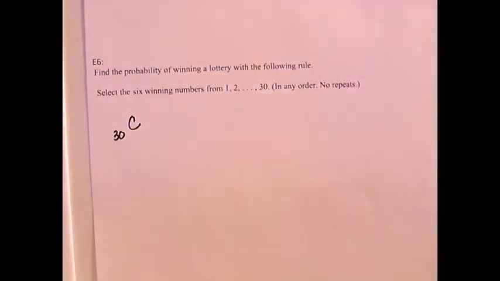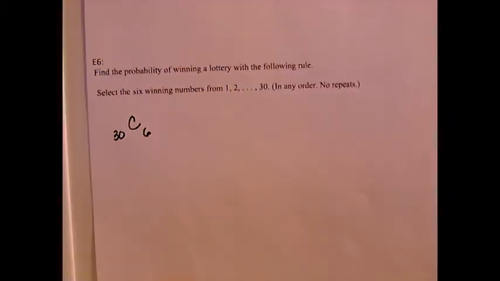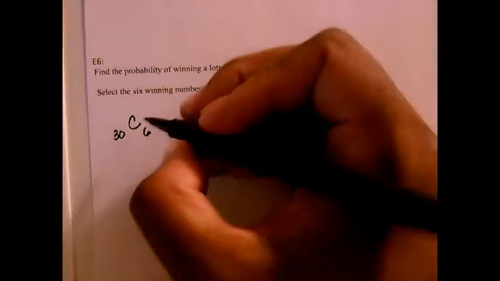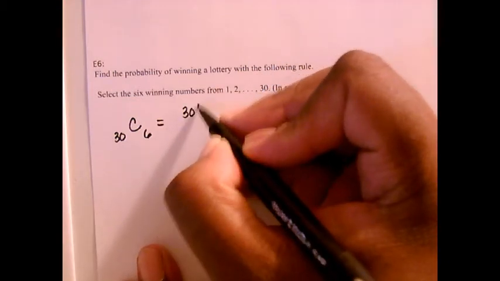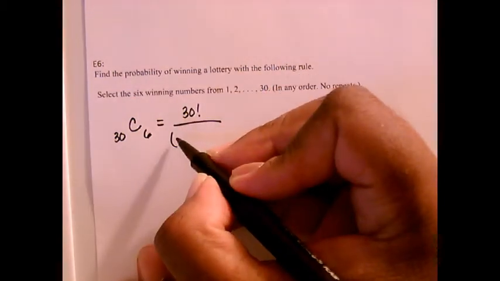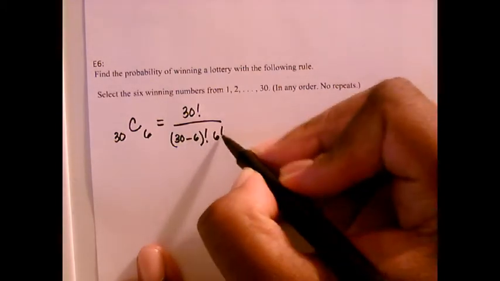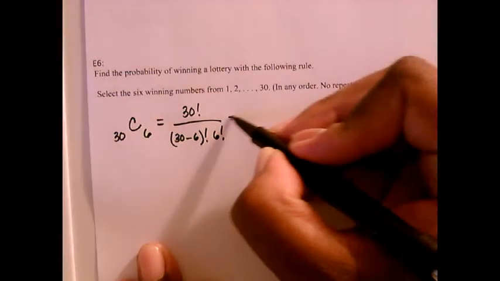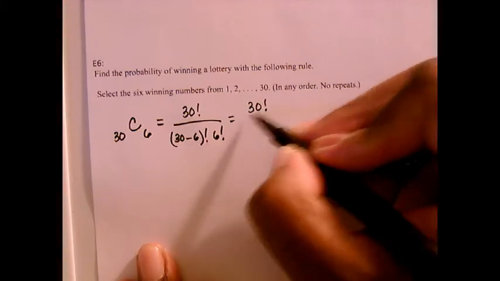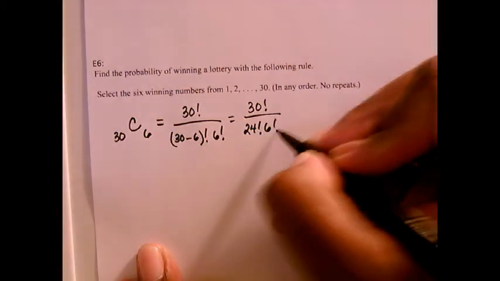There are 30 numbers, 1 to 30. We'll select 6 of them. So it'll be 30C6. And in this case, that's where we use that formula where n factorial, that's 30 factorial, divided by n minus r, that's 30 minus 6 factorial, times 6 factorial. So here we got 30 factorial. 30 minus 6 is 24, so that's 24 factorial times 6 factorial.